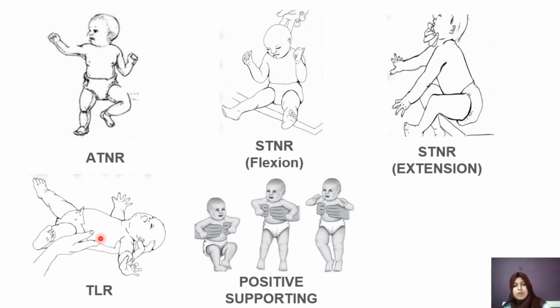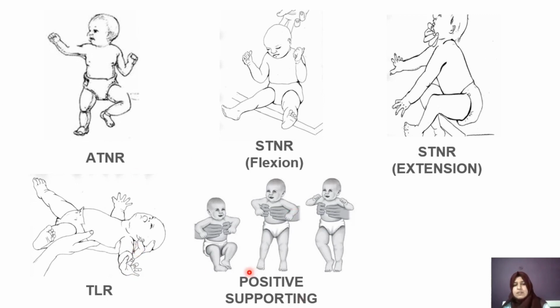Then when the therapist puts the baby in the prone position, the upper extremity and the lower extremity will be in the flexed position after the prone position. Then the integration period of the TLR is 6 months.